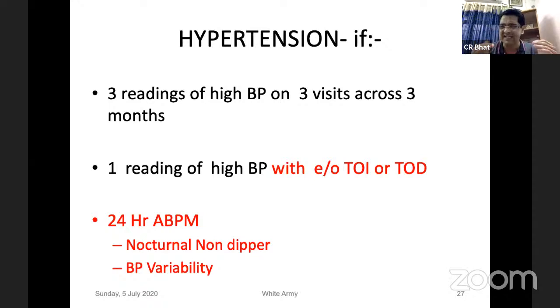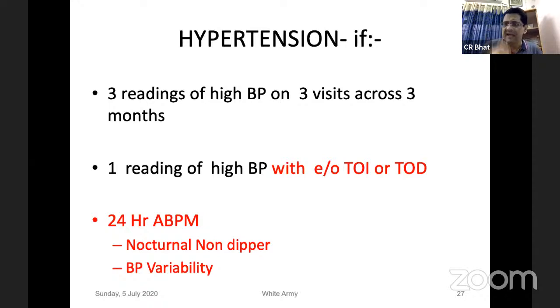So there are different criteria, but the basic criterion is persistent elevation of blood pressure, 3 readings of high blood pressure above the cutoff values on 3 different occasions over 3 months. That tells you that the patient has persistent hypertension. One more method is 24-hour ambulatory blood pressure monitoring.